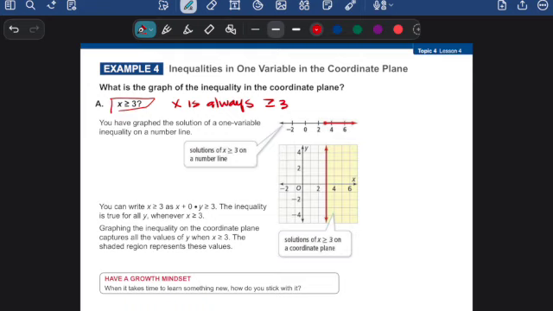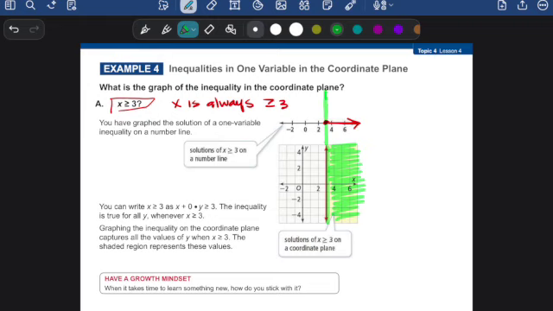Since it's equal to, we have a solid circle at 3. Greater than is everything to the right. So here is our horizontal number line graph. And we could think of this being the boundary. Okay, right here is the boundary at 3. So at 3, it's a solid line because it can equal 3. And then everything to the right would also be a solution.